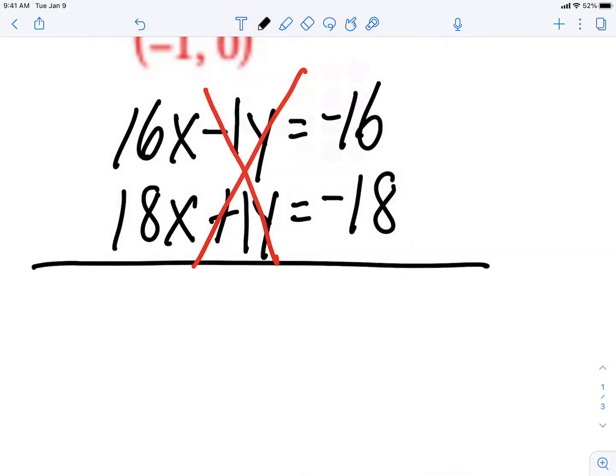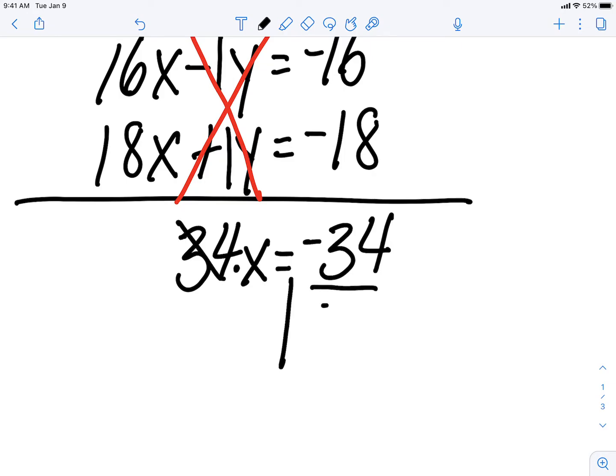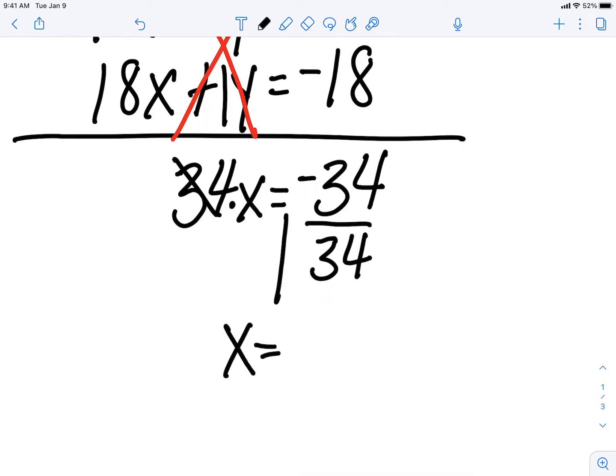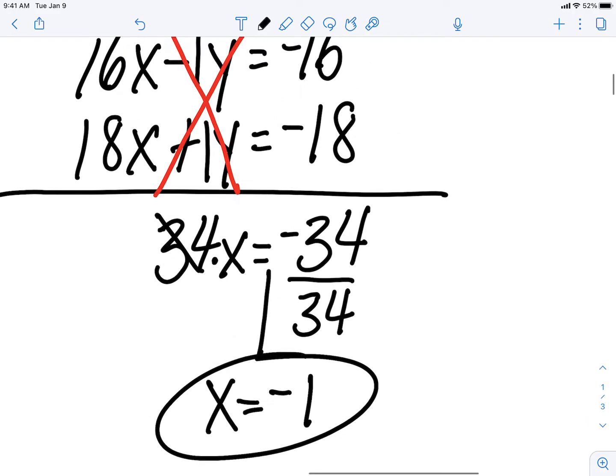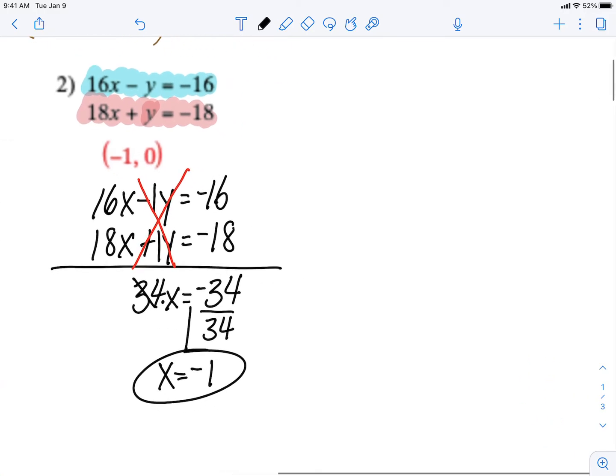So 16x and 18x is 34x. Negative 16 and negative 18 is negative 34, conveniently. The opposite of multiplying by 34 is dividing by 34, and I get x is equal to negative 34 divided by 34, which is negative 1. So I have my x there. Now I need to find my y. In this case, I'm going to bring the red over.